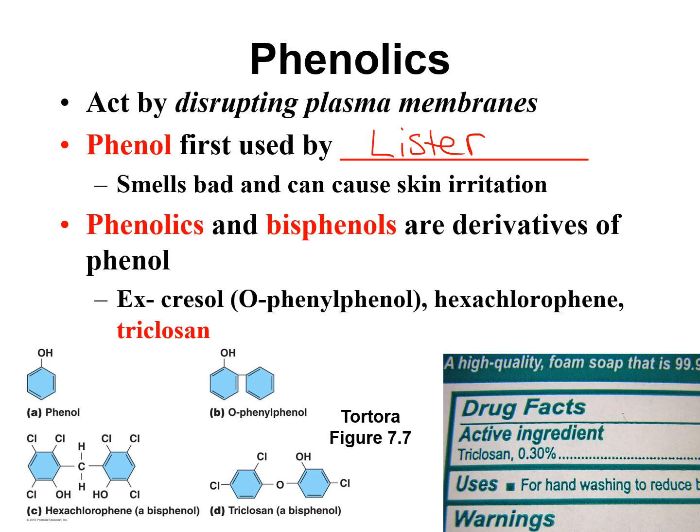The problem with phenol is that it's made from coal tar, and it's very irritating to the skin, and it stinks. So eventually we moved away from that. But there are some derivatives of phenol that are still used. The derivatives are called phenolics, and also we have bisphenols. So just an example that you might run across is triclosan. There used to be a lot of triclosan that was used in the antibacterial soaps, and so you can see that on this label over here.